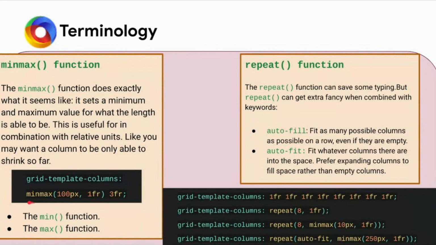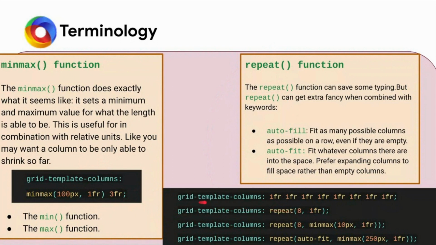That min-max function will compute this minimum thing first. This one is the minimum, this one is the maximum. That is set in grid template columns. So that is the min-max function. Apart from that, there is something called the repeat function. So repeat, what exactly will it do?